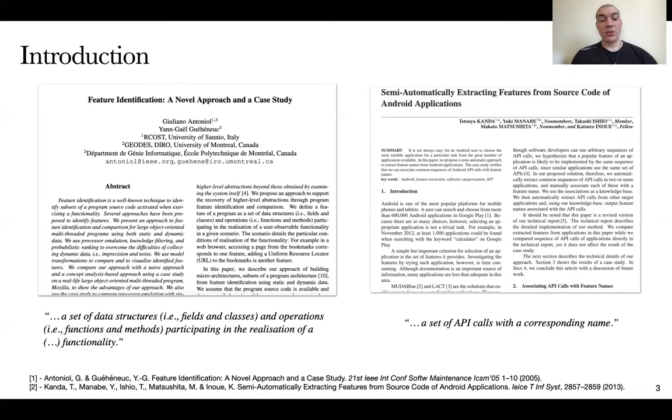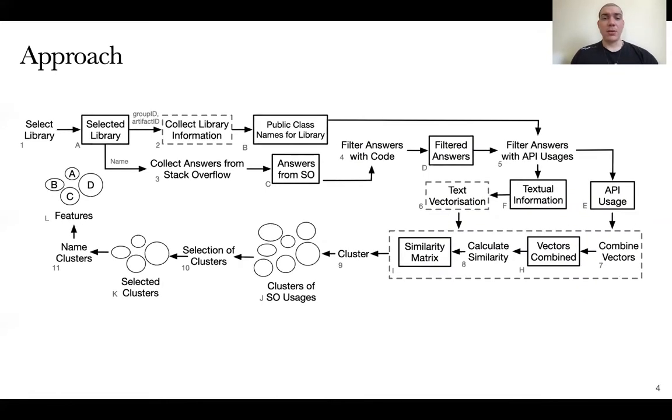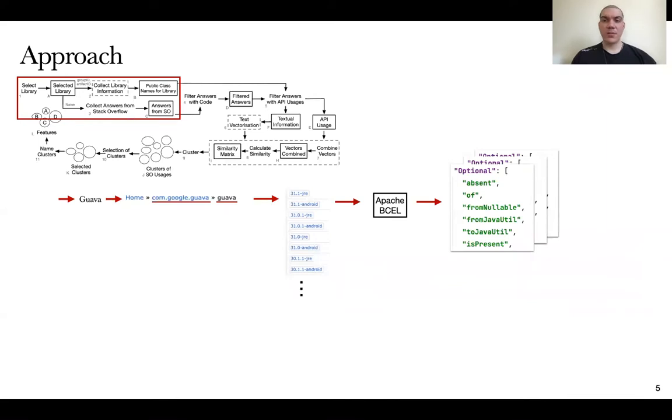Our source of information to potentially extract features is Stack Overflow, because you can find the usages of several libraries there, and also natural language information associated with this usage. And this is basically our approach, and I'm going to briefly describe the major steps of this approach. First, you select a library, for example, Guava, and from this library, we extracted the jar files of each of the versions present in the Maven software ecosystem.